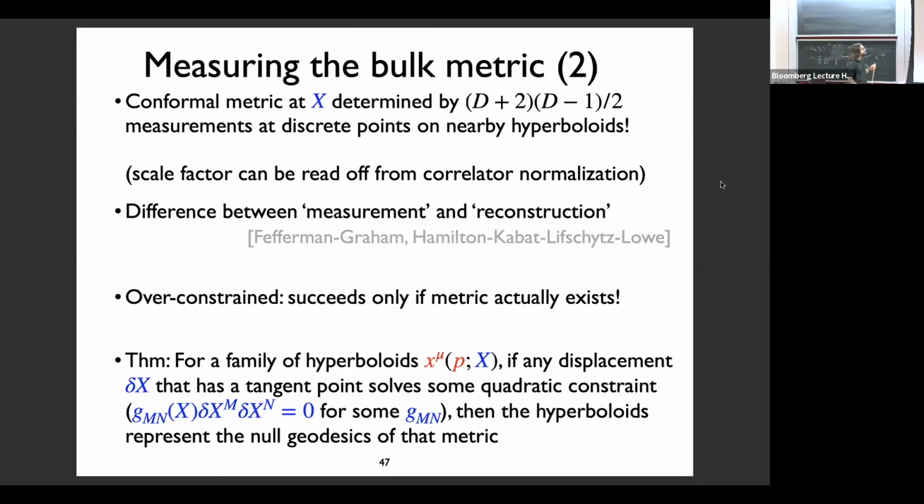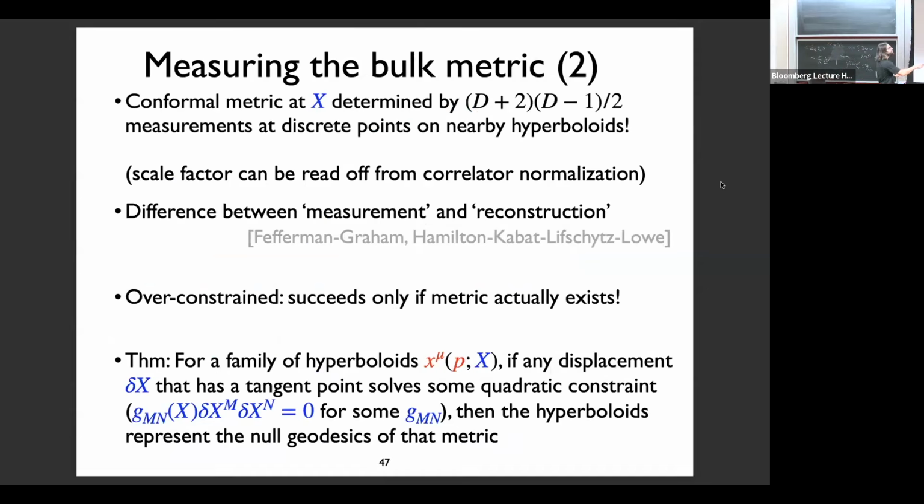In general, in D dimensions, you need a finite number of points on the hyperboloid. Okay, how do you measure the scale factor? This is actually the easier part. It's just from the normalization of the amplitude that comes out. You can read it off from that. So basically all the information about the metric you get.